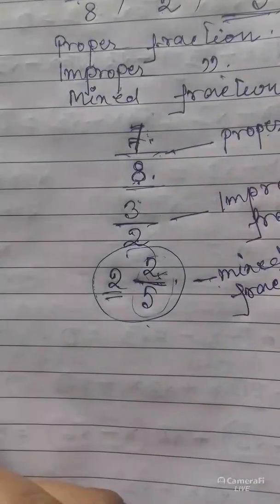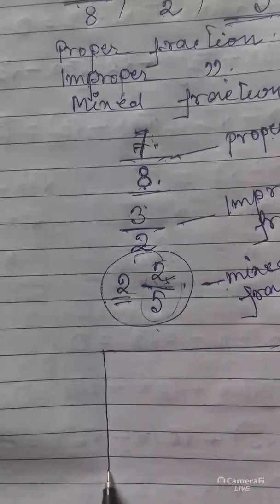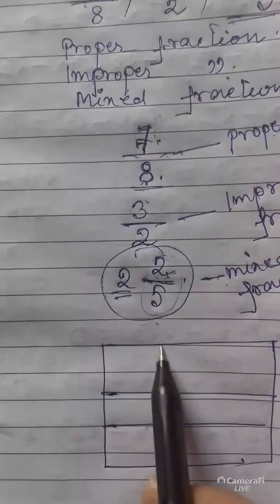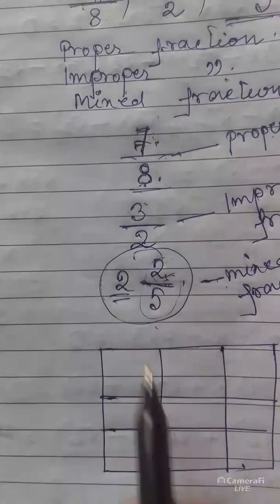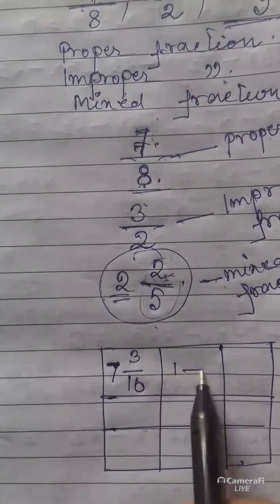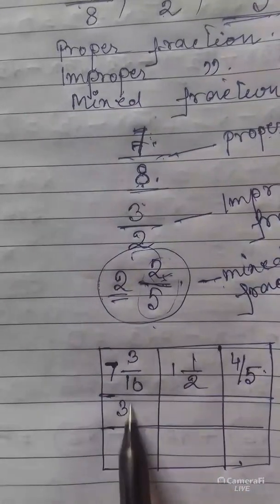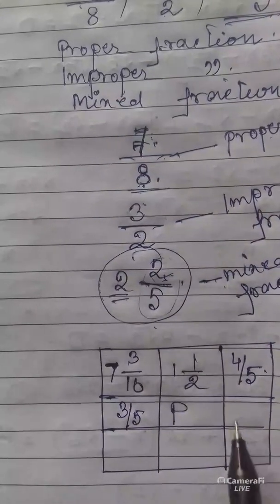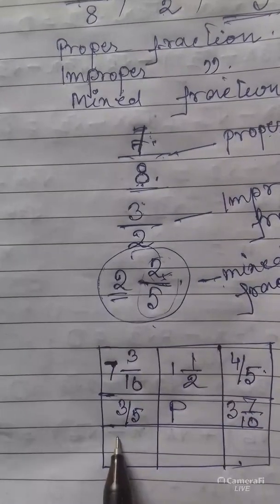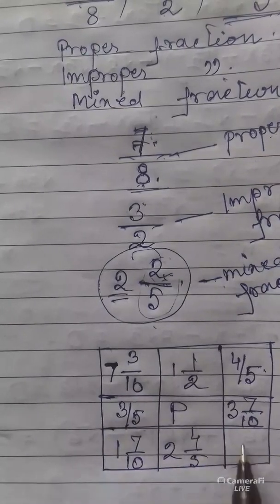Now a question. Find the values of P and Q. This is a table given in your question. First row: 7 whole 3 by 10, 1 whole 1 by 2, 4 by 5. Second row: 3 by 5, P, 3 whole 7 by 10. Third row: 1 whole 7 by 10, 2 whole 4 by 5 and Q.